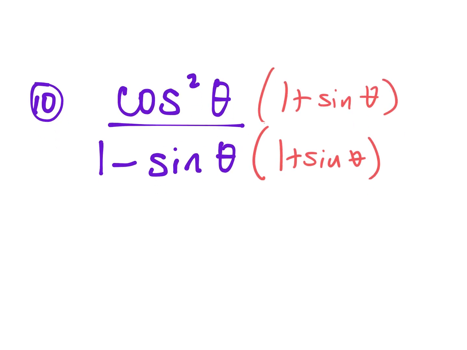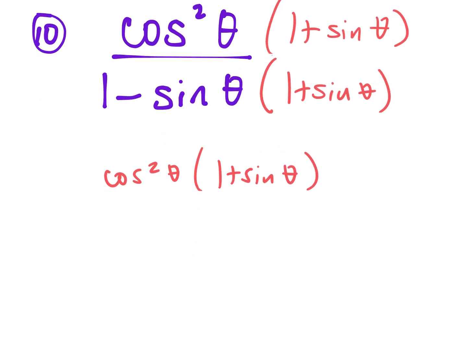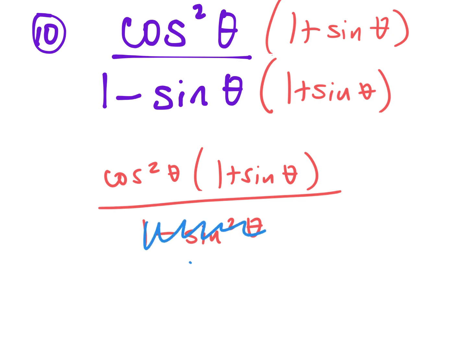So when I do that, I'm going to be left with cosine squared theta times 1 plus sine. Agreed? And then when I multiply all this out, it becomes 1 minus sine squared, correct? Will I FOIL? Everybody agree? Okay. Now what does 1 minus sine squared equal? Cosine squared. Look at your identities. This equals cosine squared. And now what can I do? You can cancel out the cosines and you're left with just 1 plus sine.